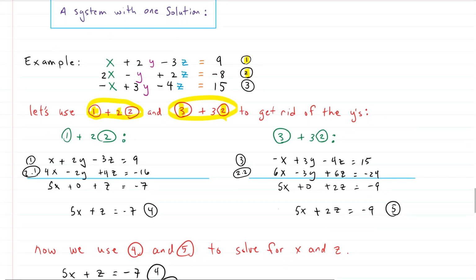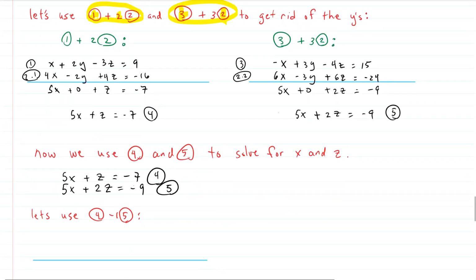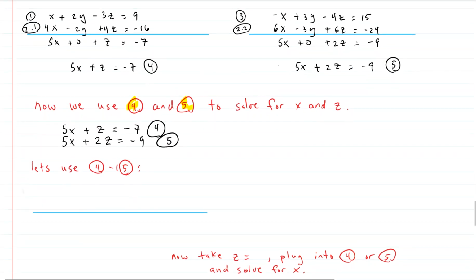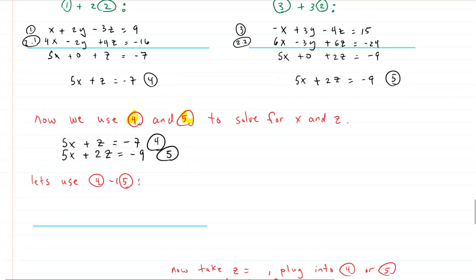So now we've gone through the 2 groupings and we have eliminated the same variable y both times, and now we have 2 new equations, equations 4 and 5. So now we take equations 4 and 5 and solve for the x and the z. We're back to 2 equations, 2 unknowns, so we can use addition or substitution here. Let's use addition, and let's take equation 4 and subtract equation 5 from it. It's just like multiplying equation 5 by negative 1 and then adding.